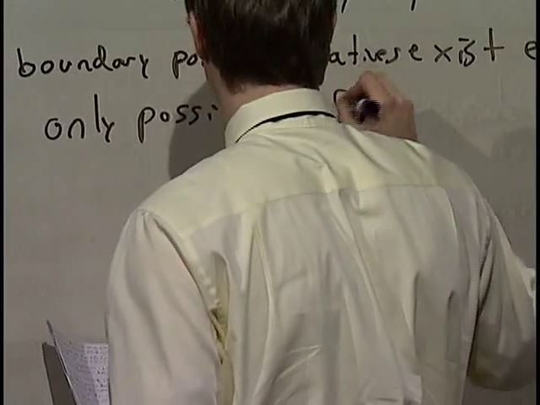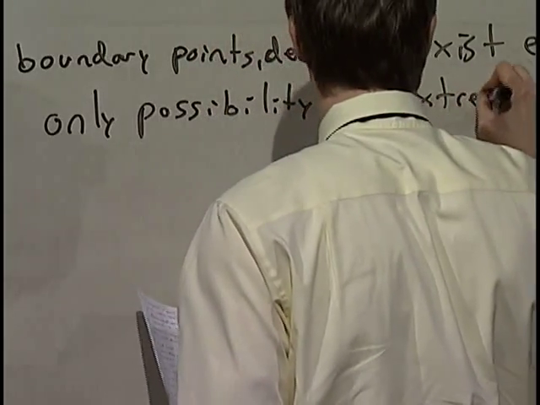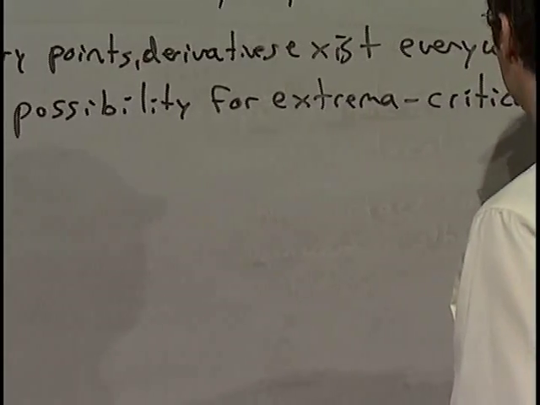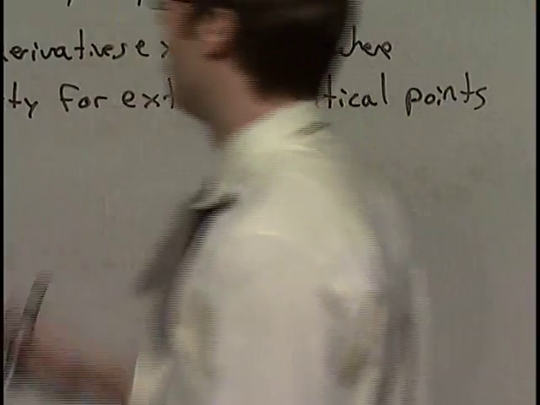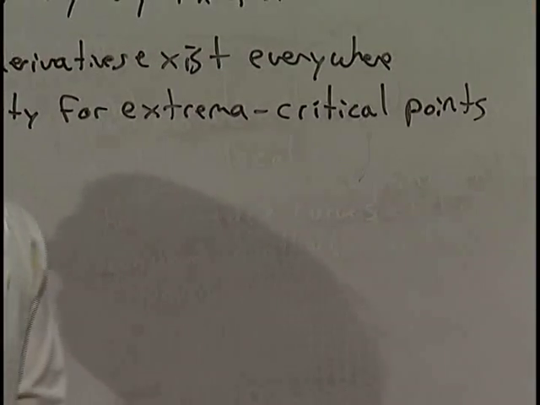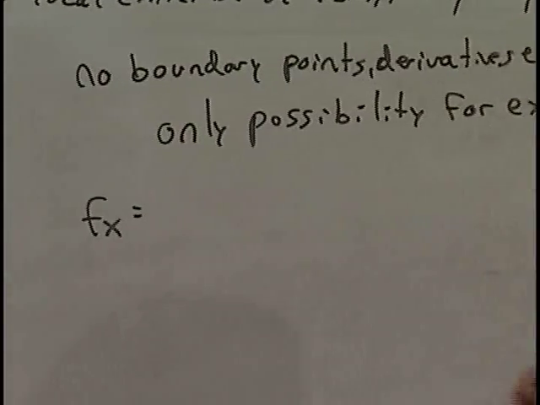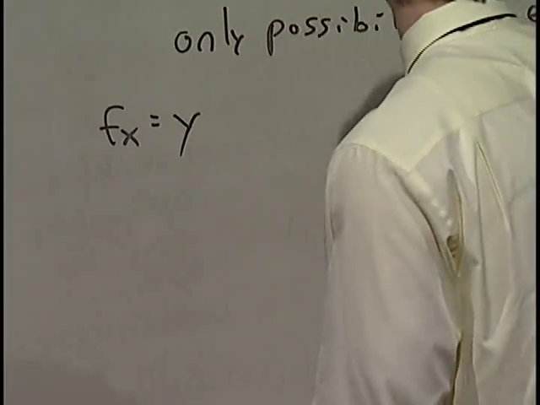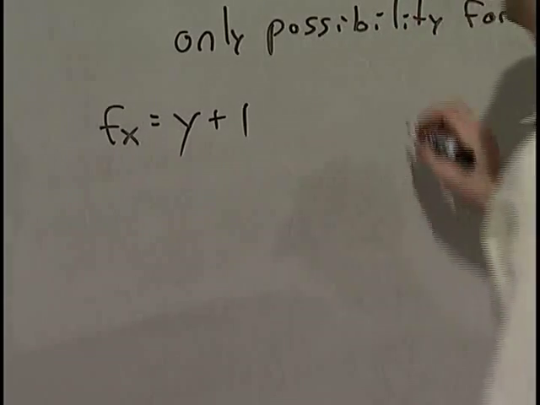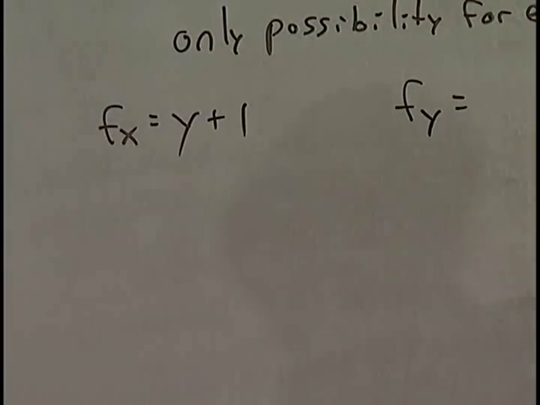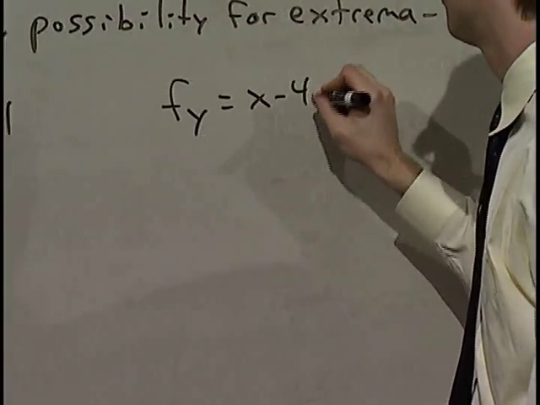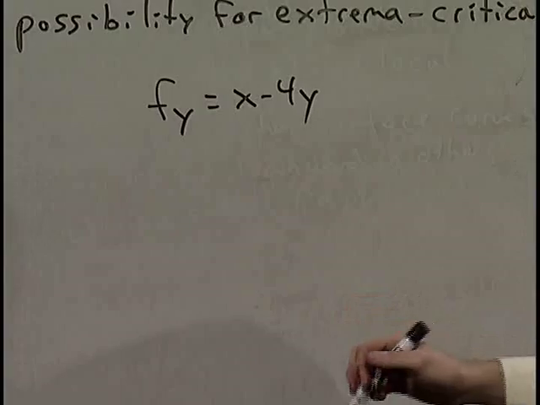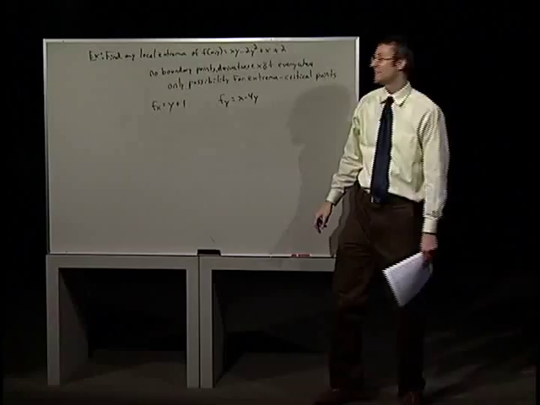critical points. So the only possibility for extrema, critical points. Okay? So, all right, partial f, partial x. That ends up being what? y plus 1? Yes. Partial f, partial y ends up being x minus 4y. Yeah, okay? And these two must be simultaneously 0.